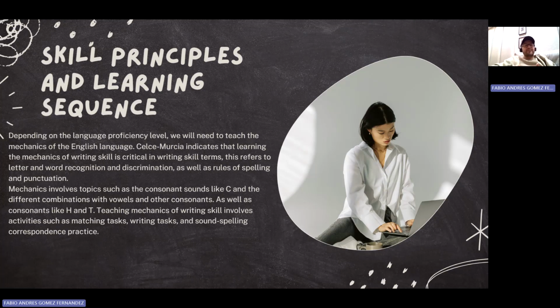So it is important in this part of the mechanics to focus not only on the letter C, but also on the consonant H, which has different combinations with the letter S and the letter C, and they also make totally different sounds, as well as the letter T in combination with some vowels or some other consonants like the consonant H. And teaching the mechanics of the writing skill involves activities such as matching tasks, writing tasks, and sound-spelling correspondence practice.